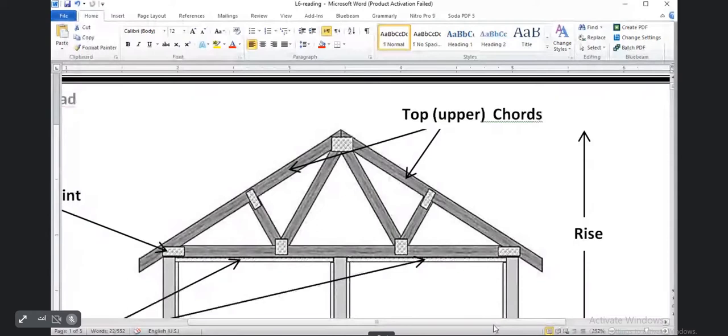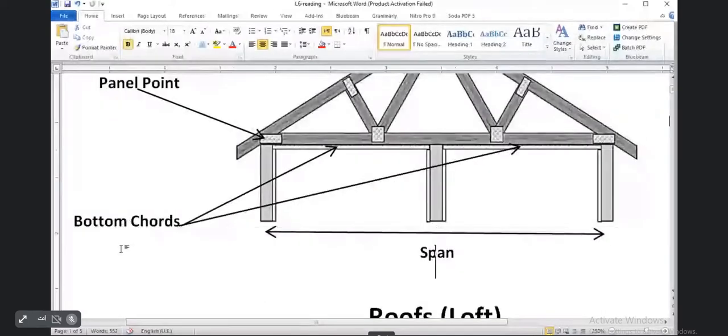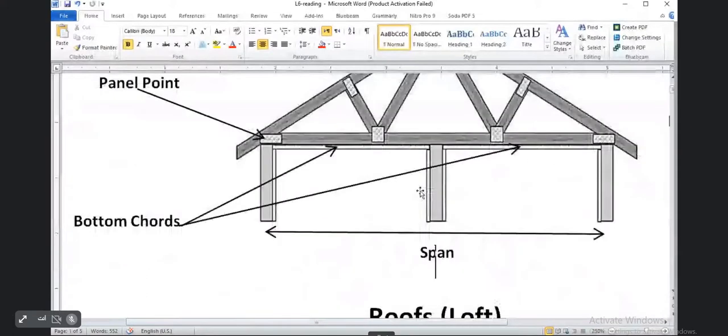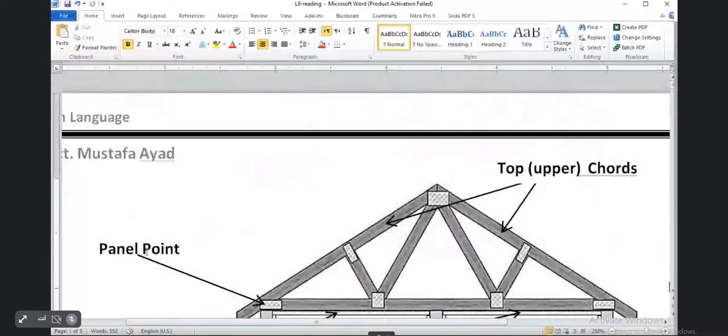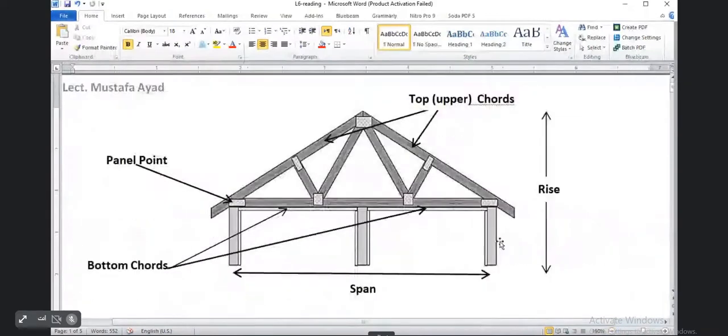Yes, doctor. So each name has two forms. Top or upper cords, and we have what? Bottom or lower cords, okay? Bottom or lower cords. Okay, students? So the top members are called top or upper cords, and the bottom members are called bottom or lower cords. Okay? So now we have bottom cords or lower cords, we have upper cords or top cords, and we have the rise and the span. These are all parts of the structure.